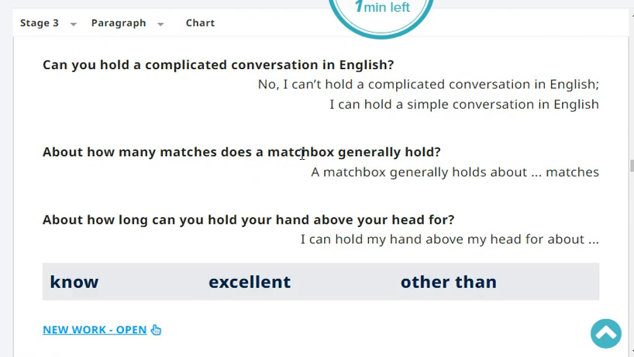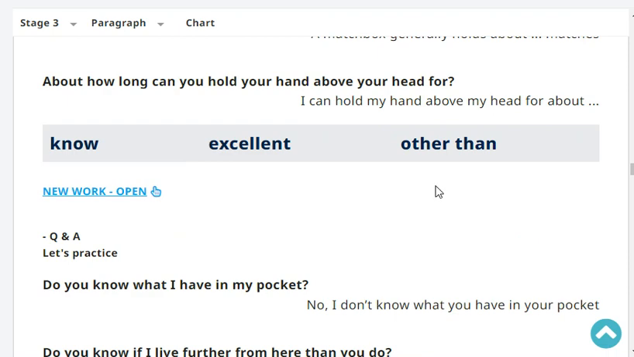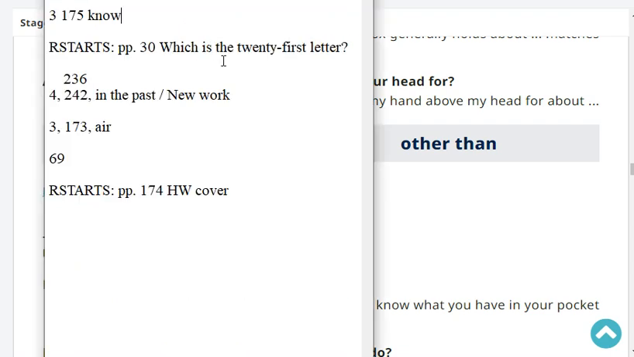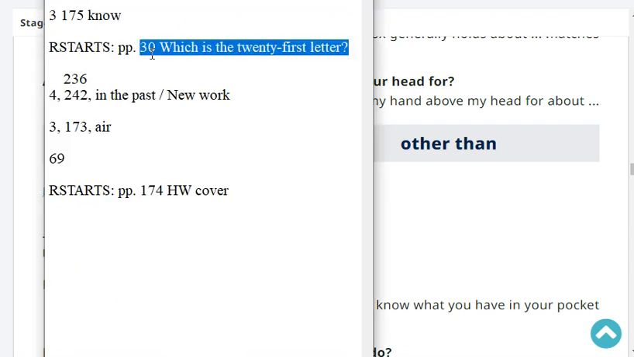About how many matches does a matchbox generally hold? A matchbox generally holds about 20 matches. About how long can you hold your hand above your head for? I can hold my hand above my head for about 5 minutes. Very long. Very good. No, excellent.